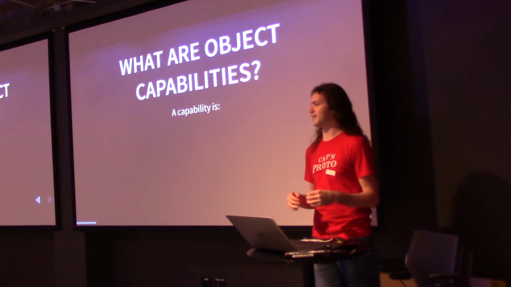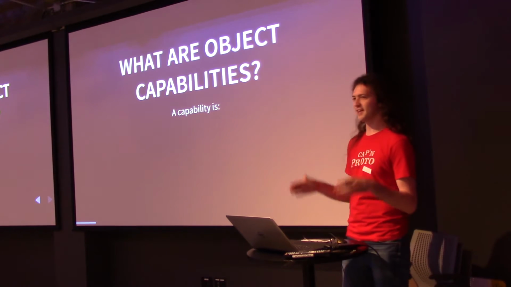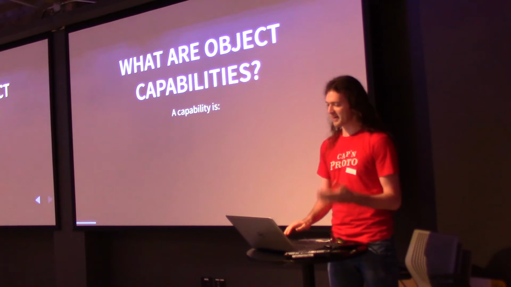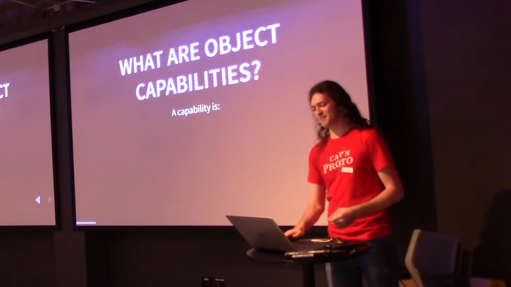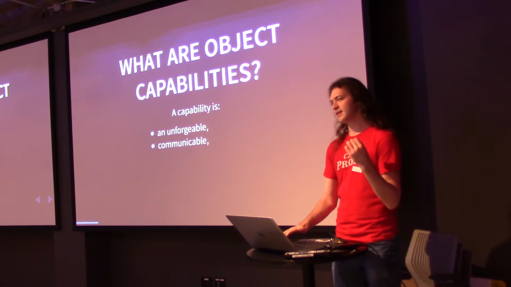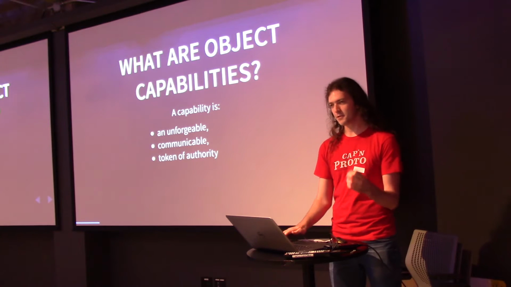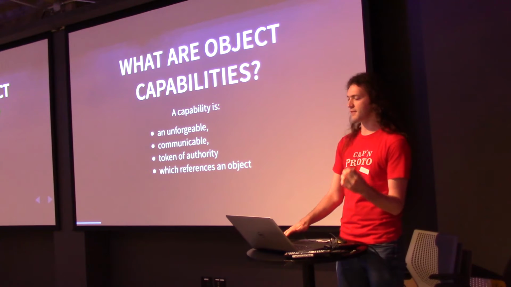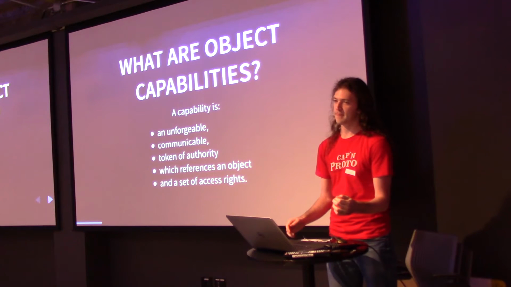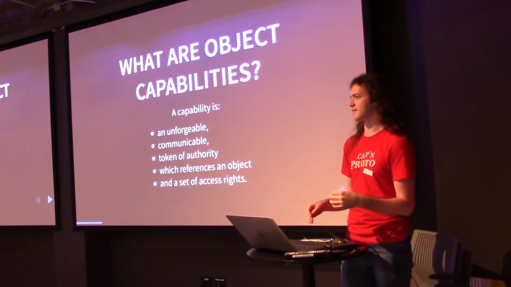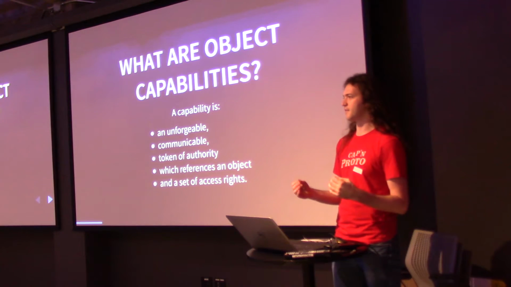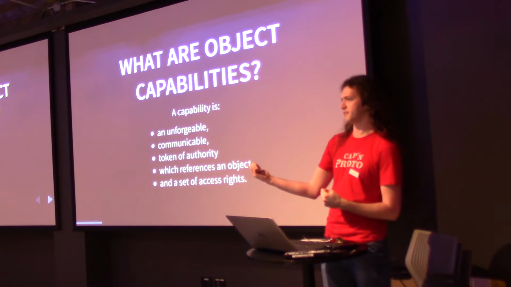So theory first, and with apologies to the capability experts in the audience, for whom this will all be old hat. What are object capabilities? A capability is an unforgeable, communicable token of authority which references an object and a set of access rights. We'll go into each of these in detail, but at the high level, a capability is a handle to a thing that you have permission to.